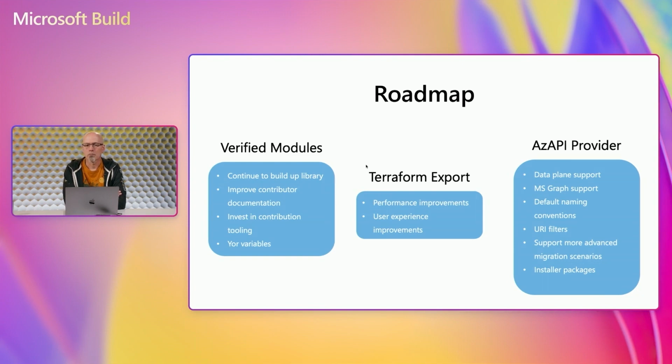We're also looking at adding the ability to add some default naming conventions. One of the important things with Terraform is to have company naming conventions, and adding the ability to actually have that automated would be a powerful feature. There are some limitations in some of the APIs that we're adding support for as well, or are looking to add support for, like URI filters and stuff like that. And lastly, we have a handful of installer packages, but we're looking at extending the installer packages for AzAPI just so it's easier to install and get going with.